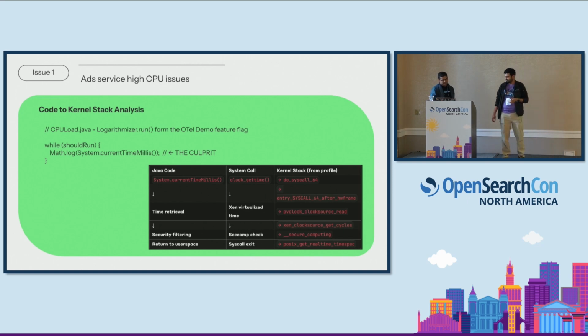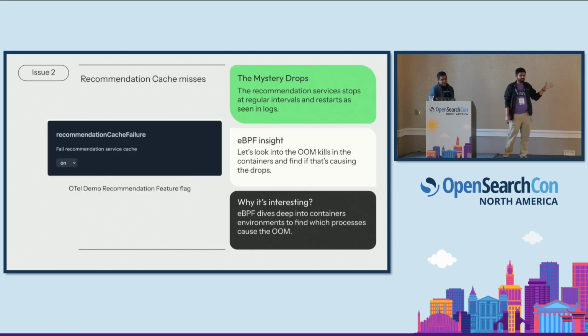Now let's jump on to issue 2. Here we have a cache miss scenario. We again use the hotel demo feature flag, where I switch on this flag and the recommendation service stops using the Valkey cache and stores every recommendation in memory. Now, what this leads to is, every time a recommendation is put out on the website, the recommendation service goes down, and it leads to an out-of-memory kill.